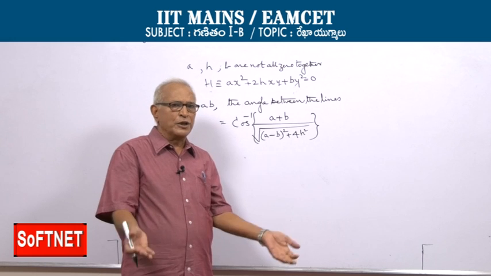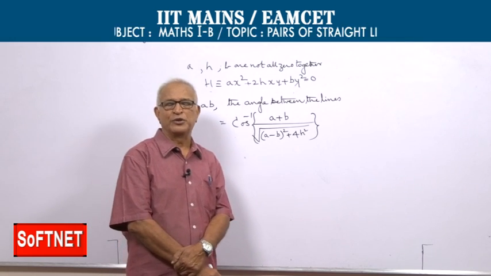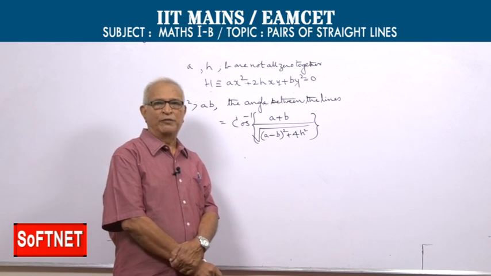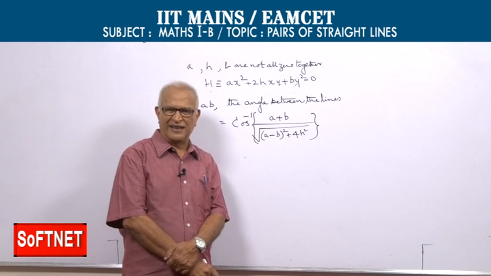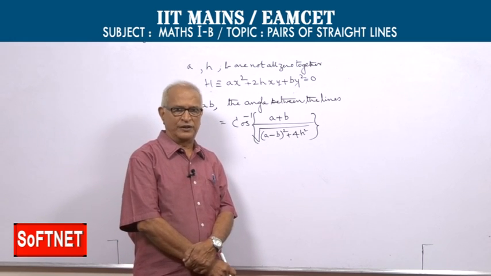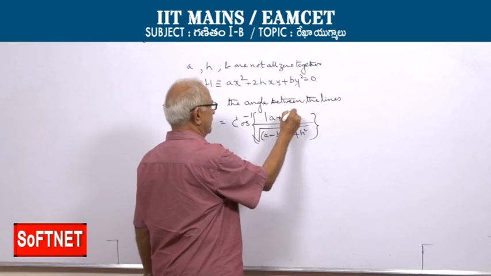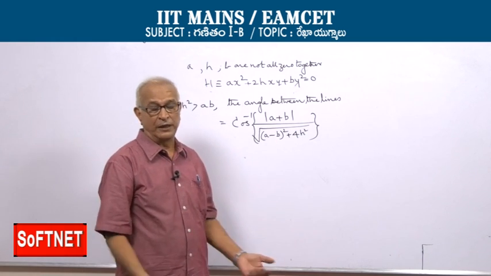If one is 30 degrees, the other is automatically 150 degrees. So there is no need to specify the other angle. So whenever you talk about the angle between the lines, unless otherwise specified, we always refer to the smaller angle between the two lines. To be very specific, you can also put mod here because A plus B can be negative also.